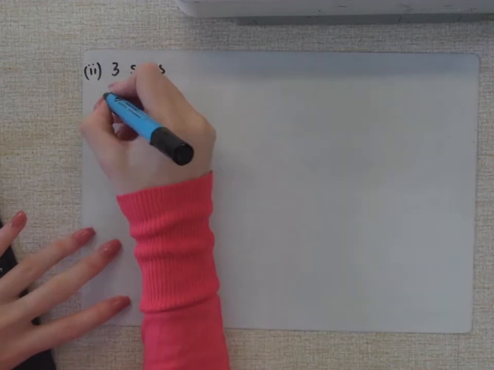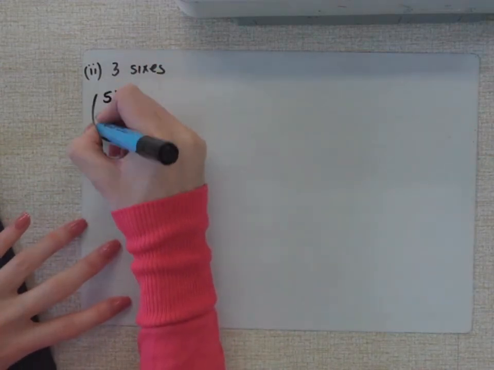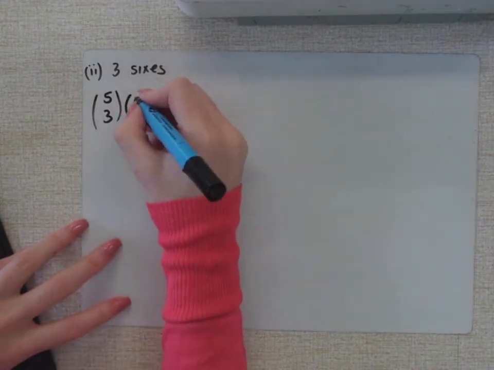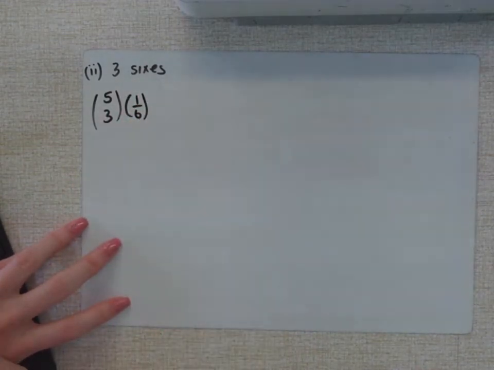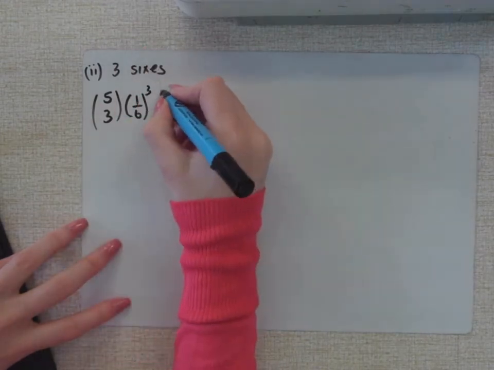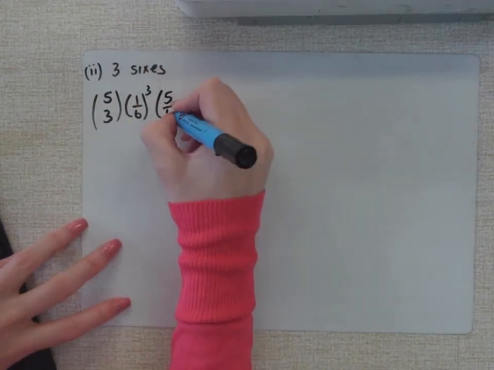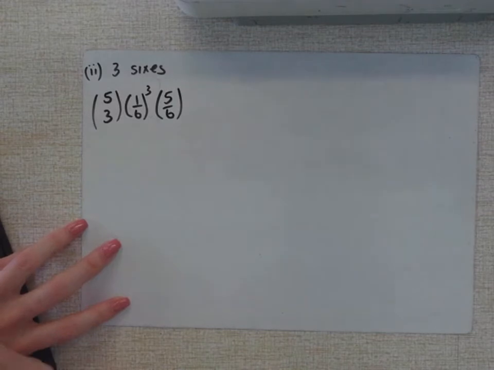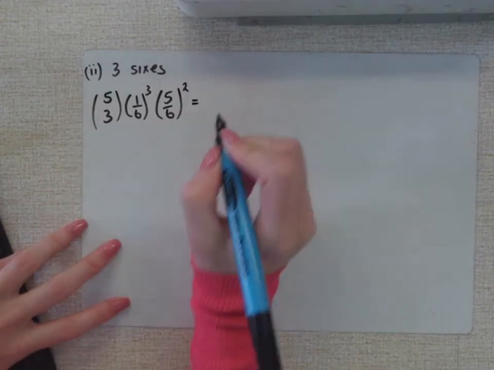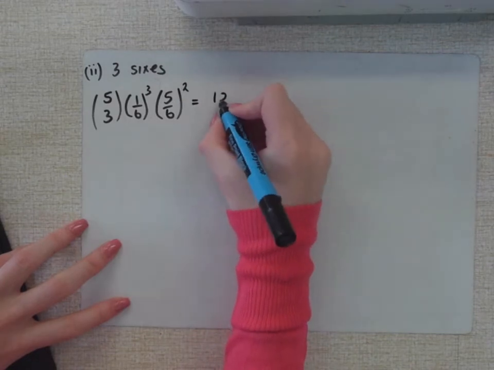So, it's still 5 trials, 3 of them have to be 6s. 5, choose 3. Success is to the power of 3 in this case, and failure to the power of 5, take 3. Okay, throw it into the calculator. Is that alright?